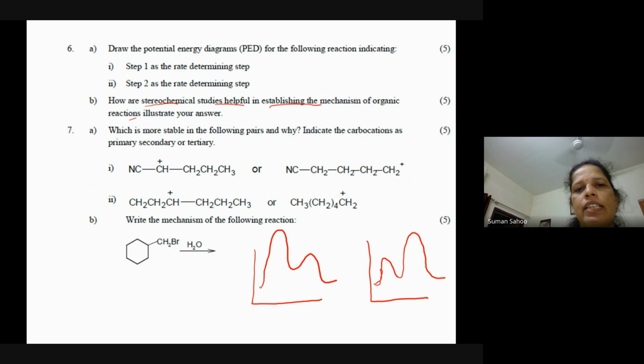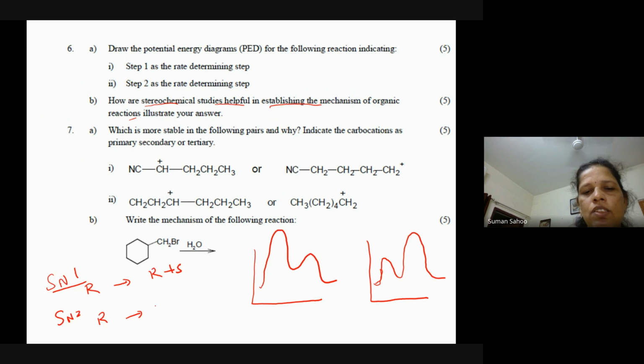How are stereochemical studies helpful in establishing the mechanism of an organic reaction? In SN1, if you take R, that is giving you R plus S, but in case of SN2, if you have taken R, it will give you only S. That means SN1 is passing through an intermediate where there is an equal chance of attack of your nucleophile from both the sides.